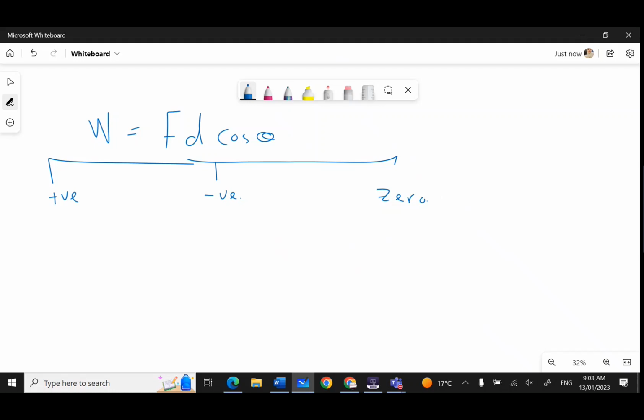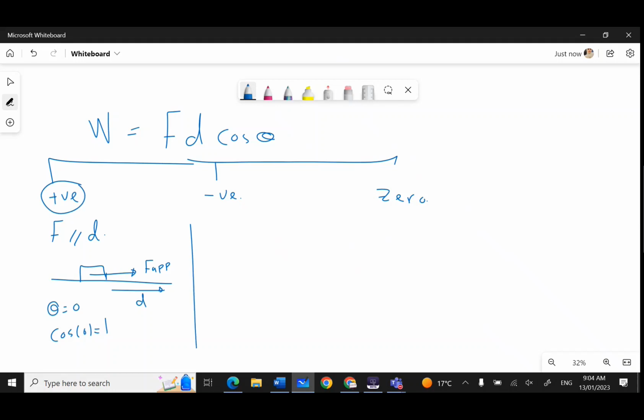I have a positive work if force and displacement are parallel, which means if I have a box and I'm pushing this box to the right, this is the applied force, the box will move a certain distance d. So F and d are in the same direction, they're parallel. The angle between them is 0. And we know cosine 0 equals 1. So in this case, we have a positive work.